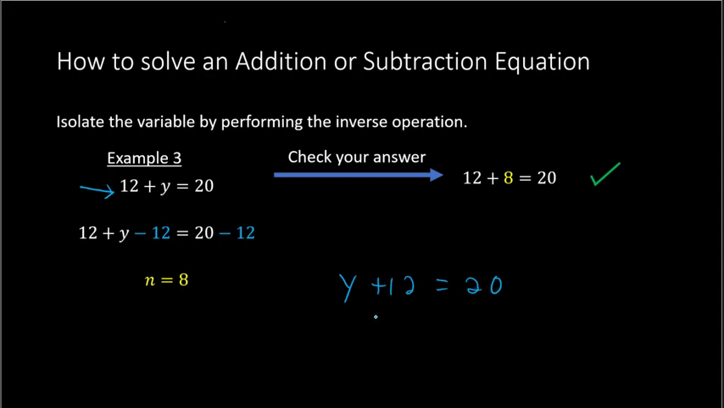So if it's helpful, you can rearrange like that. And from here, it might be a little more obvious that the 12 is being added. So then we must subtract to get rid of the 12. But either way you want to think of this, you would subtract 12, and your solution would be 8.